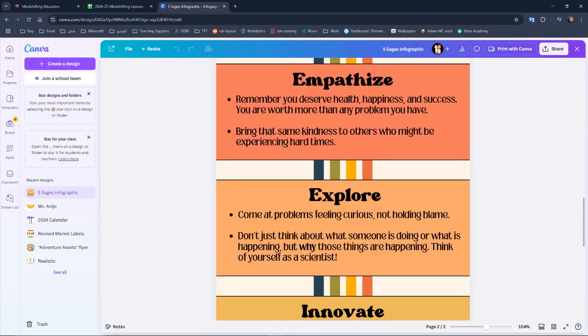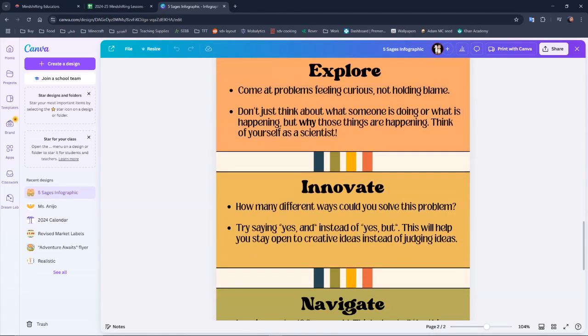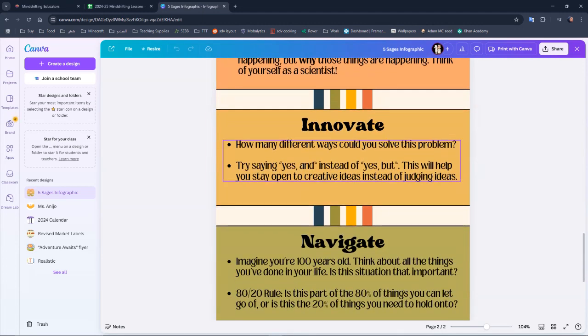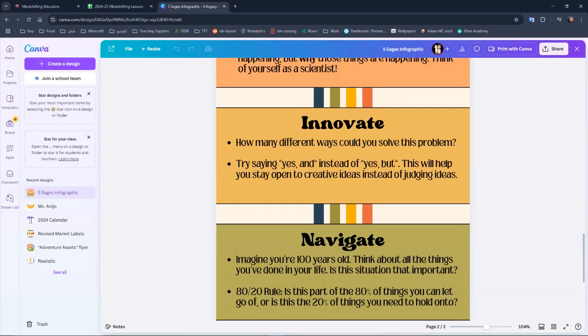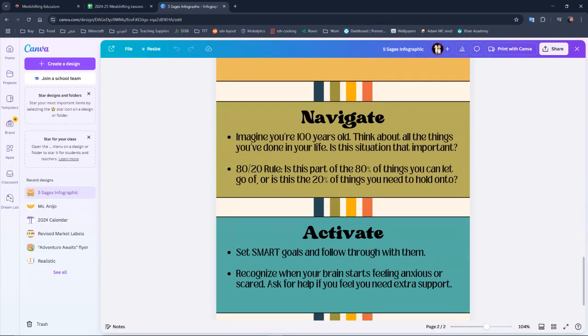So I have empathize, remembering that they deserve happiness and health; explore, instead of holding blame and judgment, coming from a curious standpoint; innovate, how many ways can you solve this problem; navigate, which is that long-term course navigation.